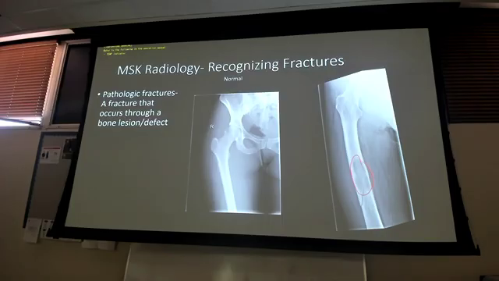Right? So that would be an oblique fracture. We haven't gotten to that yet, but we would call this oblique because of the direction it's going. Maybe call it incomplete, but once it enters that pathology or that bone lesion, it becomes a pathologic fracture. No matter what you were going to call it before, it now becomes this, automatically.